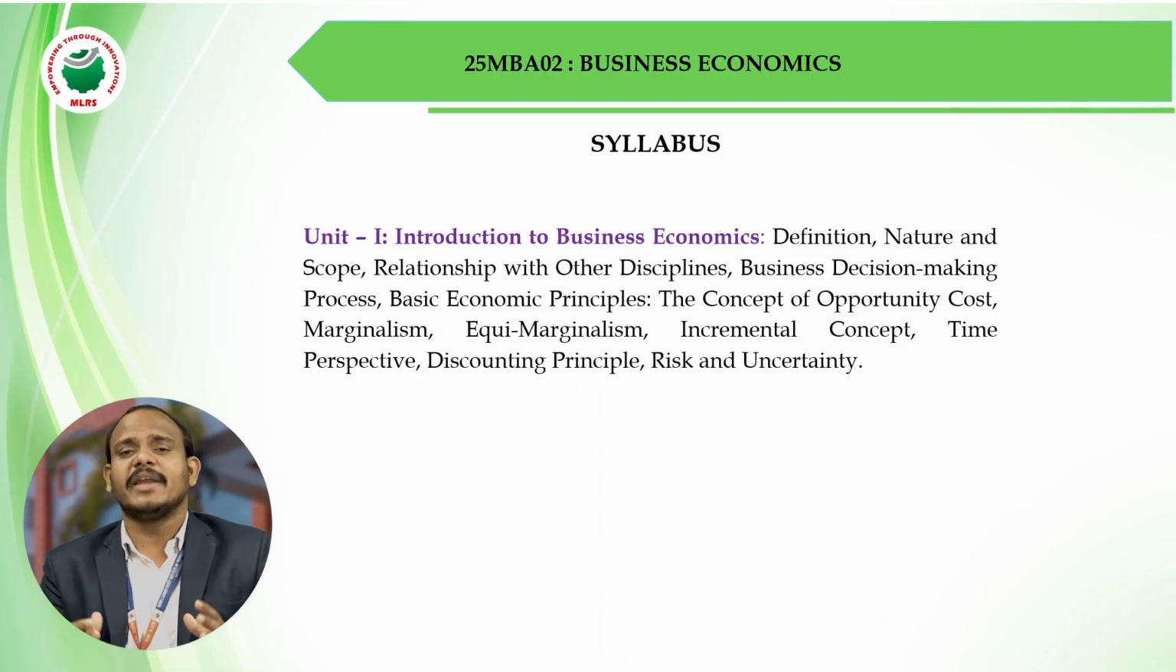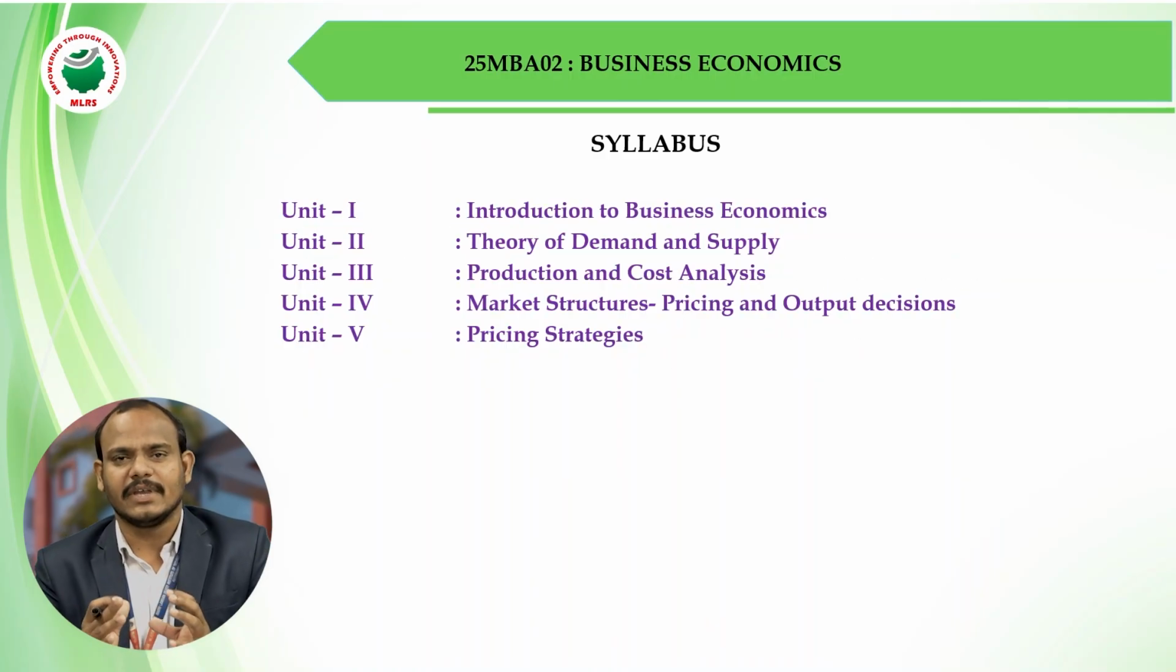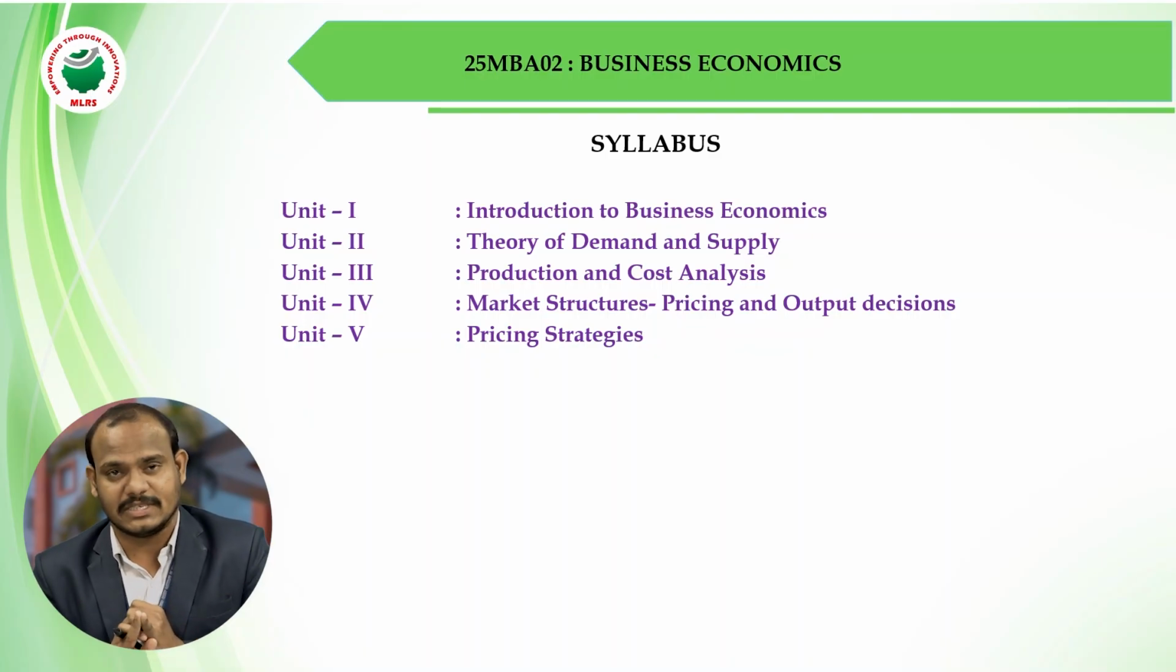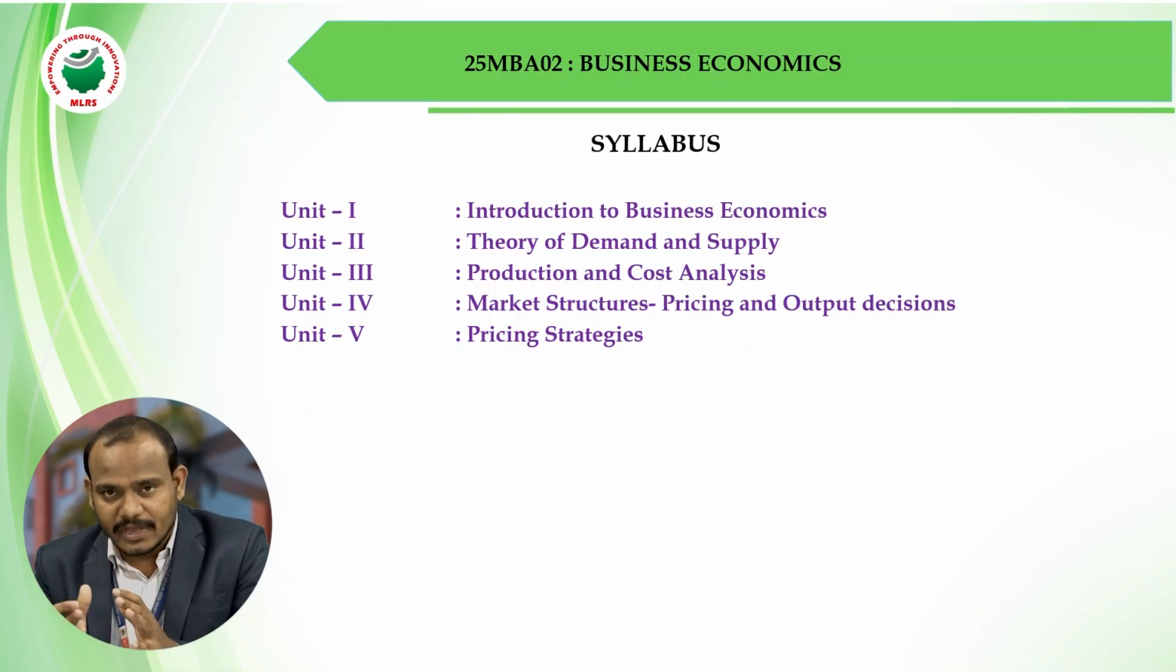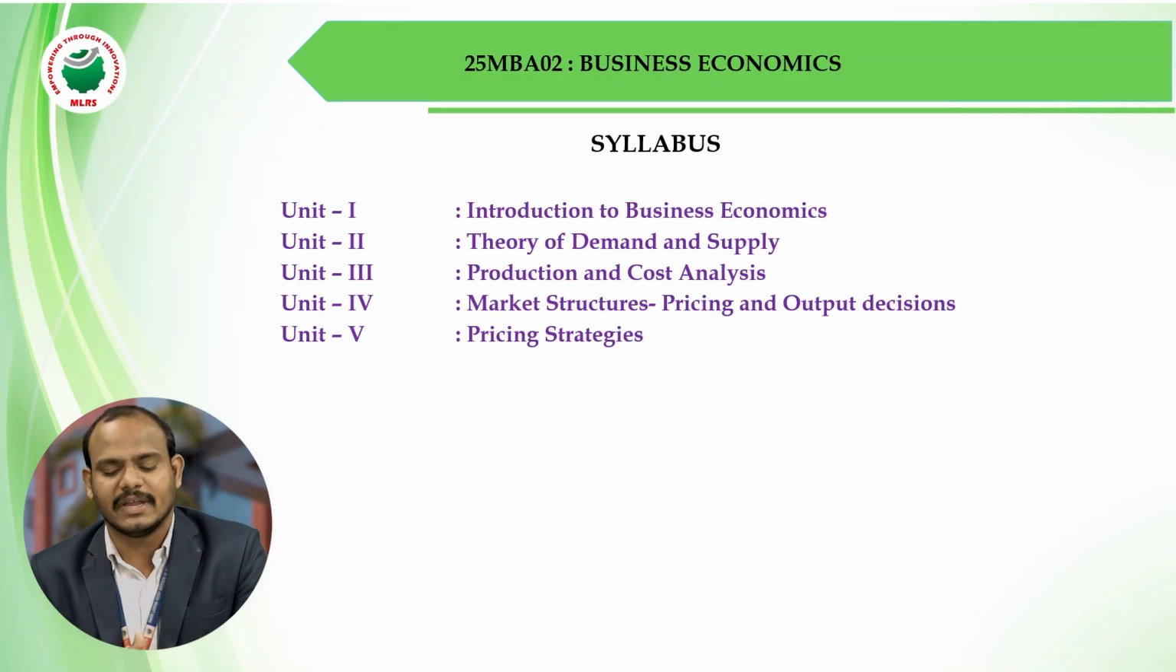So let's begin with the introduction to business economics. Business economics has 5 units. The first unit is the introduction to business economics. The second unit is the theory of demand and supply concepts. The third unit covers production and cost analysis. The fourth unit covers market structures, pricing and output decisions. And the fifth unit covers pricing strategies. Today we are going to discuss the first unit, introduction to business economics.